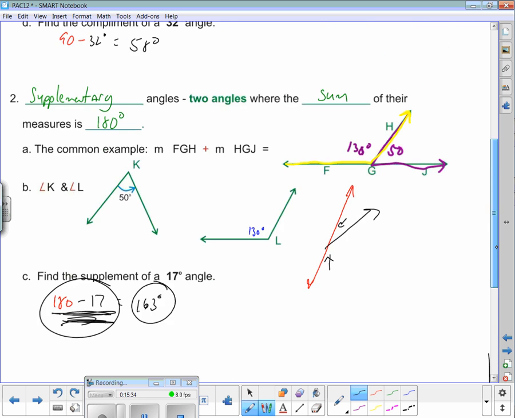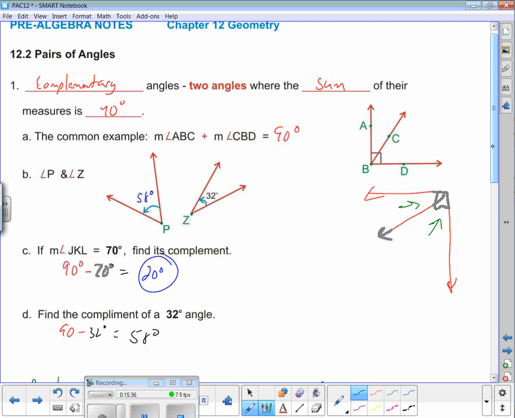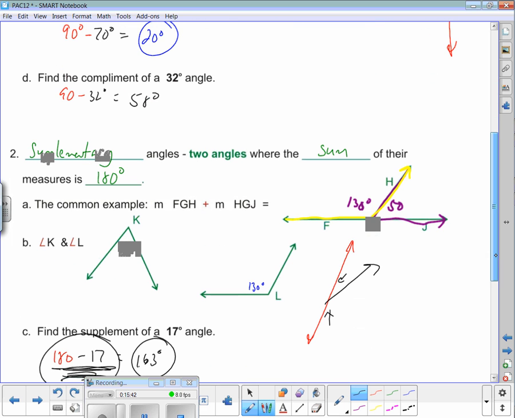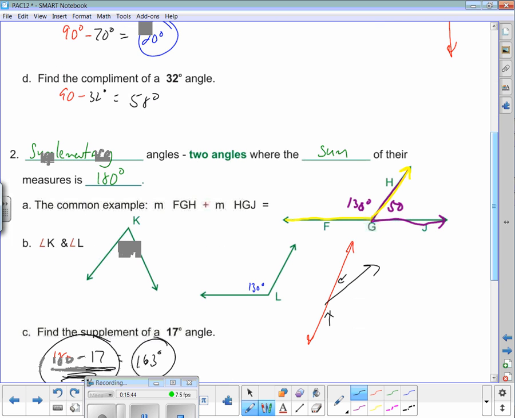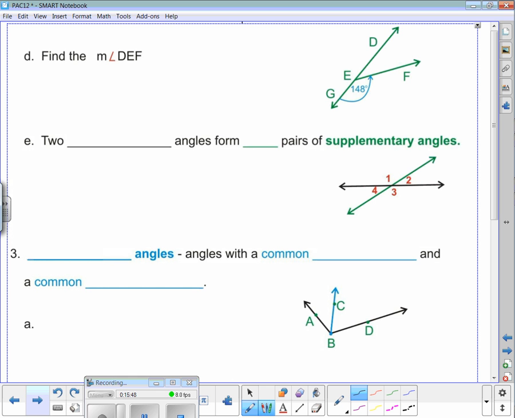All right, so far this is what we've talked about. Complementary angles, two angles where they add up to 90. Supplementary angles, two angles where they add up to 180. Next page. All right, what do we got? Another couple examples here of supplementary angles.